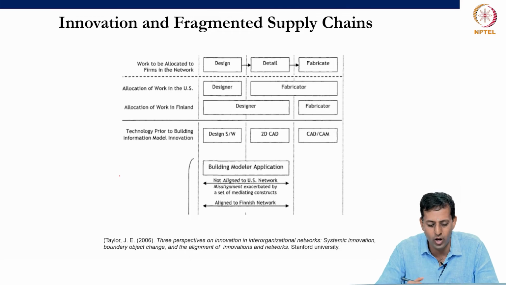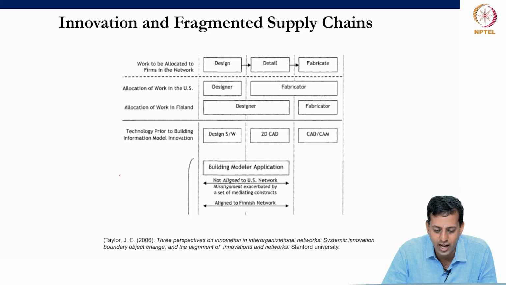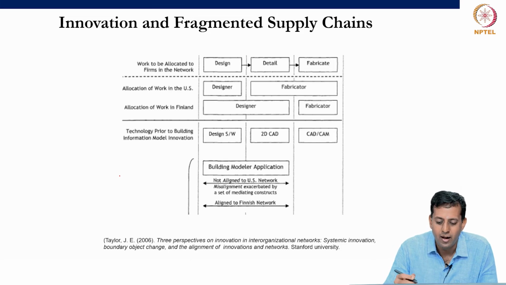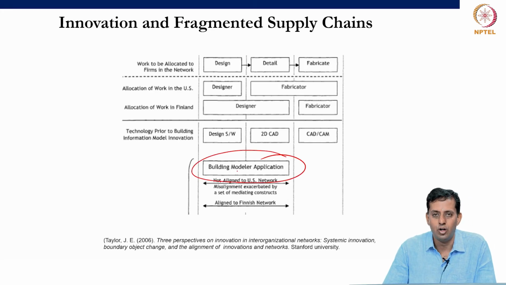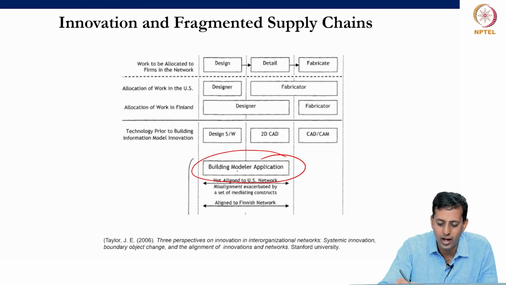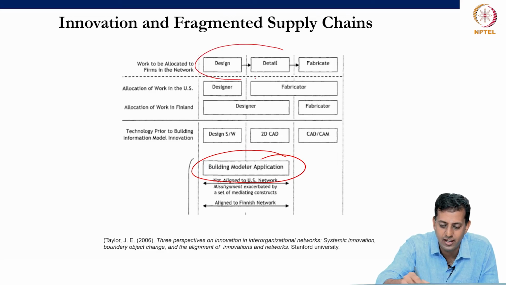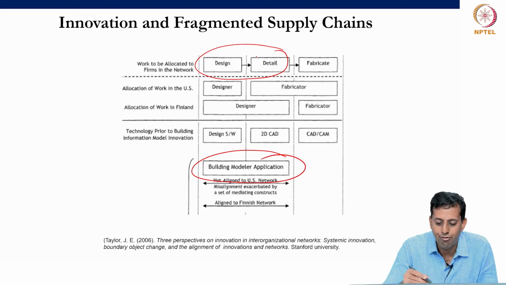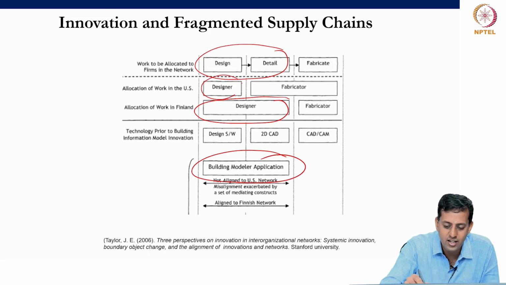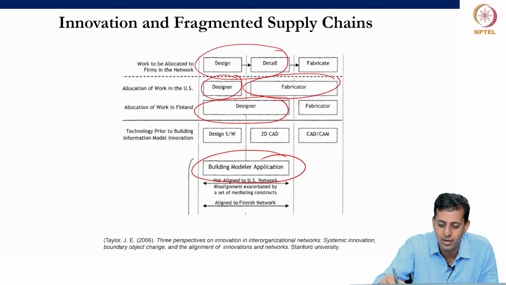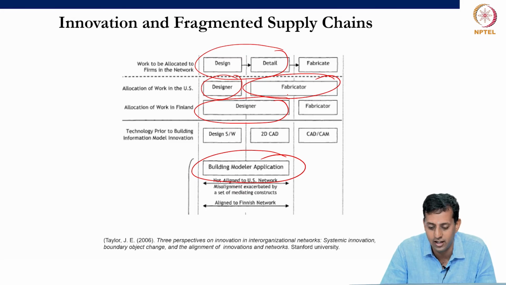So for instance, this is work that a former colleague of mine, John Taylor, did for his PhD, where a firm in Finland came up with a software technology to improve the construction supply chain. This software, this building modeler, was something that helped with design and detailing. In Finland, design and detailing was done by a single function, whereas in the US, design was done by someone, and detailing and fabrication was done elsewhere. And I think this is the case in India as well.